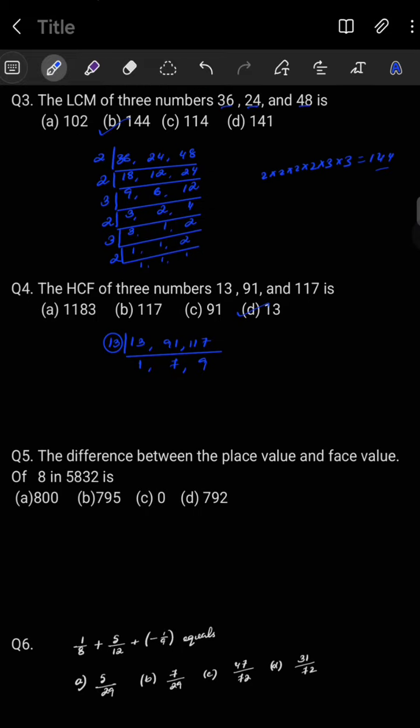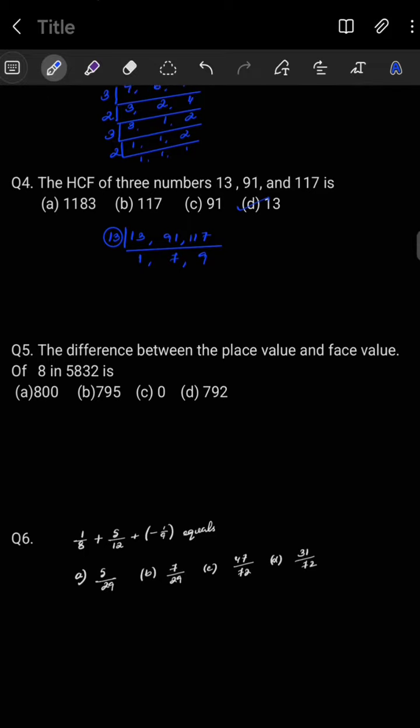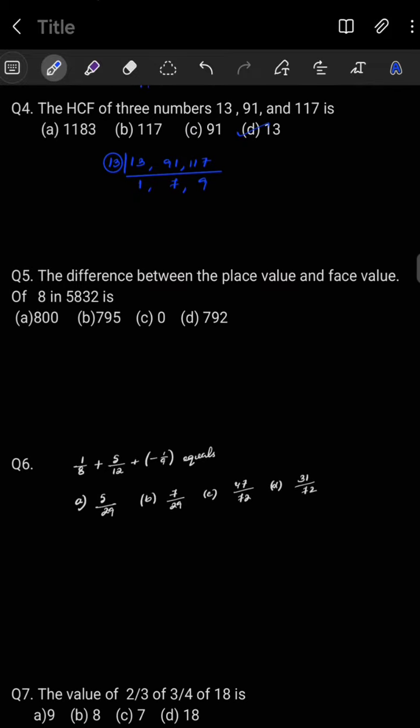आपको LCM में सबको फैक्टराइज करना है. और इसमें आपको जब तक तीनों नंबर को फैक्टराइज कर सकते हैं तब तक फैक्टराइज करना है. अगर तीनों को नहीं कर सकते हैं तो आपको रोकना है. जितना मिलता है वो आपको HCF हो जाएगा.